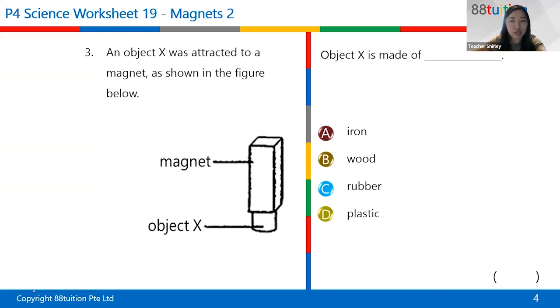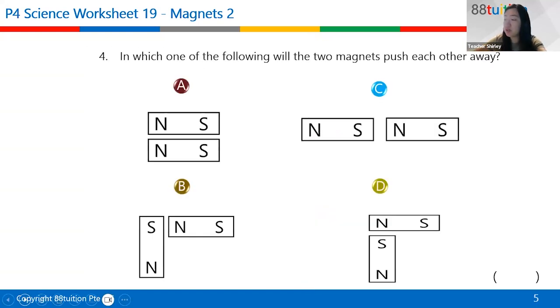Object X was attracted to the magnet as shown in the figure below. Object X is made of, Ryan? Iron. Very good. Same concept. It's all about the magnetic material. So iron is a magnetic material, so therefore it can be attracted by the magnet. Yeah? Okay, good.